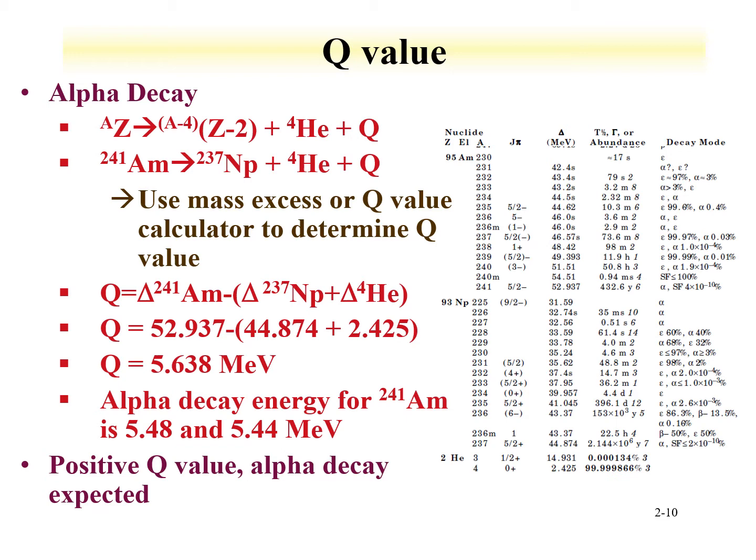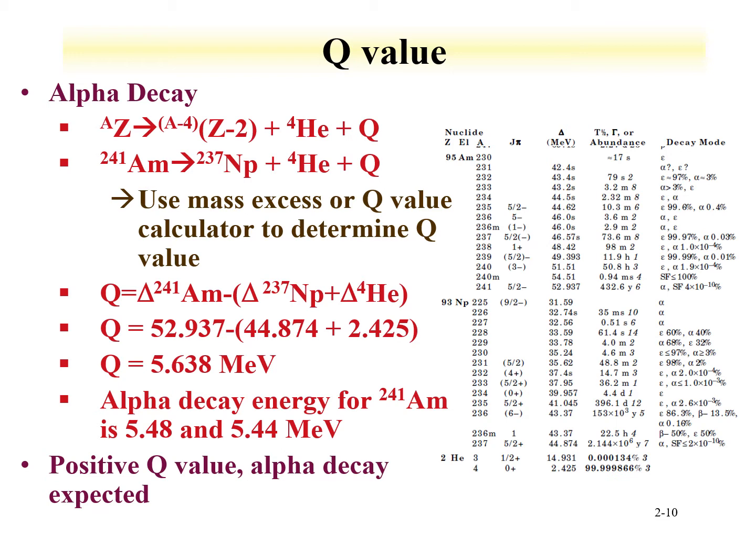We can do the Q value calculation for alpha decay, and this is shown here, where I have an isotope, it decays, it emits a helium nucleus, which is shown here. The daughter loses 2 neutrons and 2 protons, so the A is reduced by 4. The proton number is reduced by 2. So let's consider the alpha decay of americium-241. It goes to neptunium-237 and the alpha particle. So the Q value is equal to the mass of the parent minus the sum of the daughter and the alpha particle. So we can use mass excess to determine this.